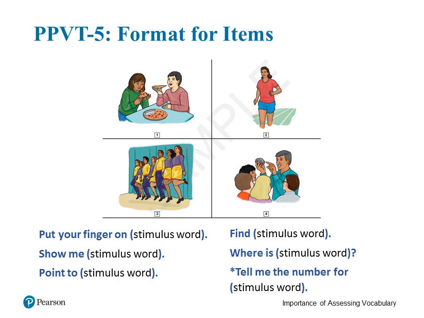And so here you can see that the directions, depending on what system you're using, you might be saying, put your finger on the stimulus word, or show me, or point to, or find, or if you have someone who has motoric difficulties, you might say, tell me the number for the particular stimulus word.